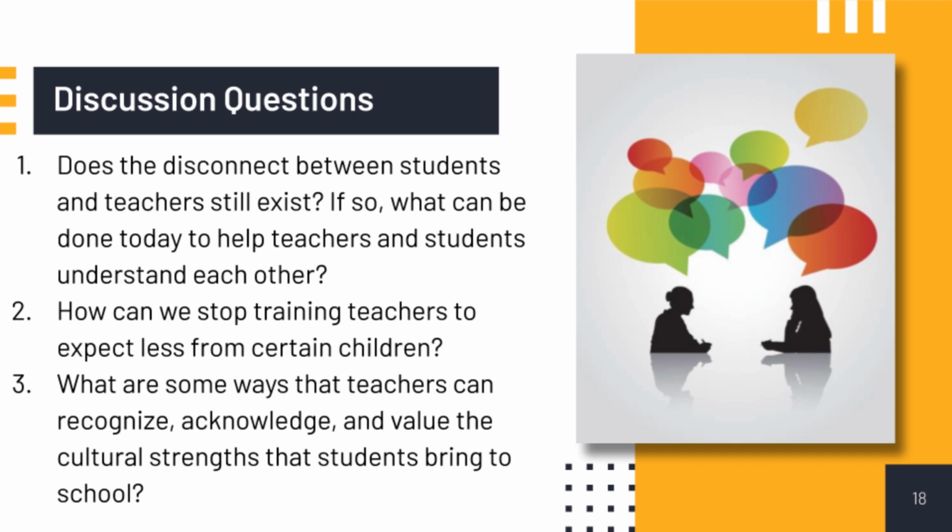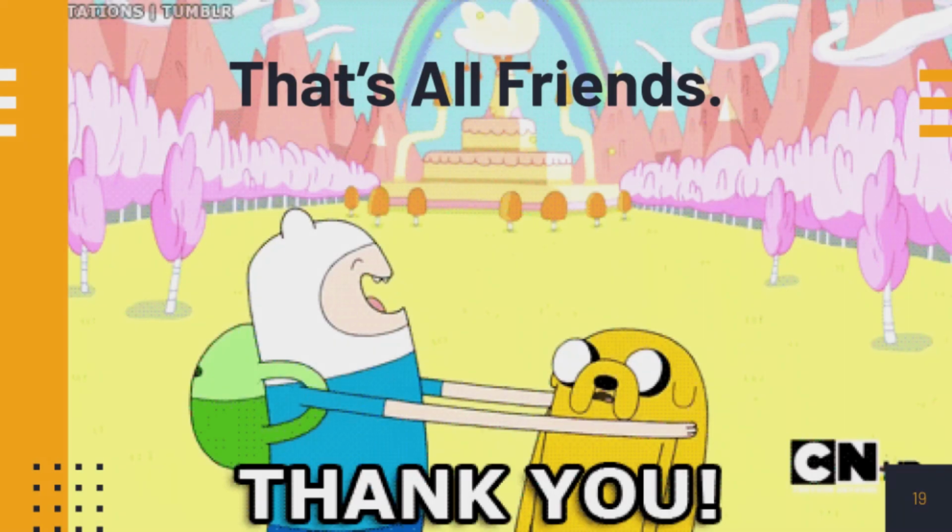Everybody has an implicit bias that we are all unaware of regarding people from different races, cultures, class, and gender. And lastly, what are some ways that teachers can recognize, acknowledge, and value the cultural strengths that students bring to the school? Okay, and that's it.